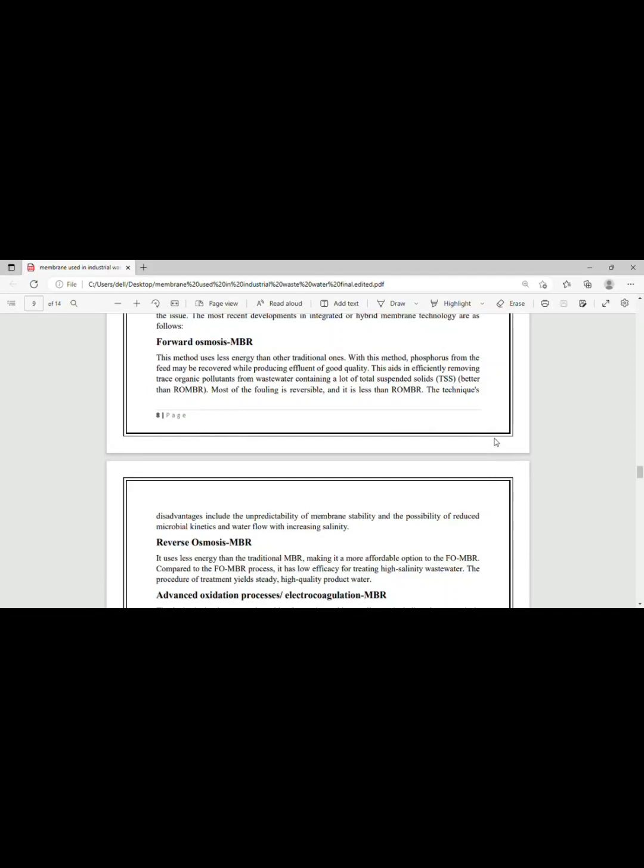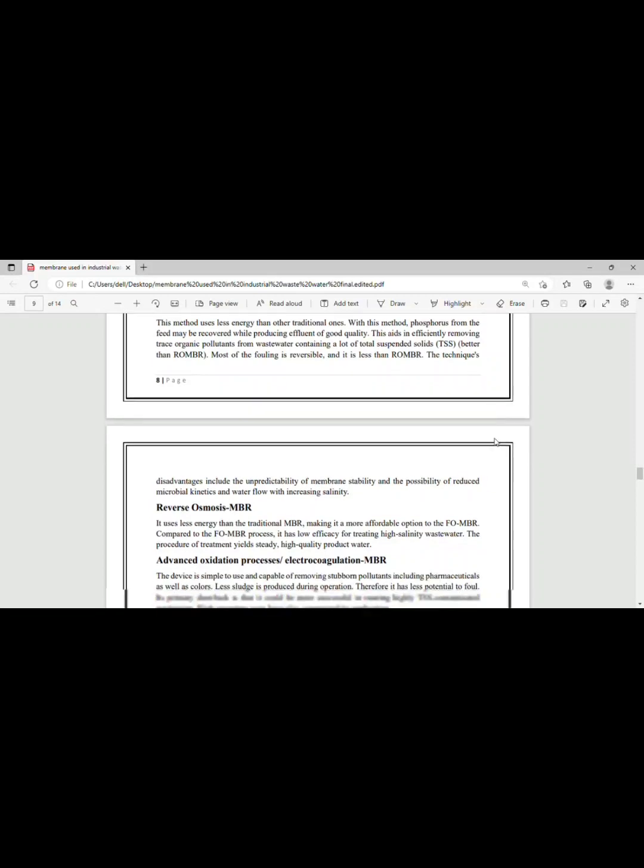The most recent developments in integrated or hybrid membrane technologies are forward osmosis MBR (FOMBR). This method uses less energy than traditional ones. With this method, phosphorus from the feed may be recovered while producing effluent of good quality. This aids in efficiently removing trace organic pollutants from wastewater containing a lot of total suspended solids. Most of the fouling is reversible and it is less than in RO-MBR.